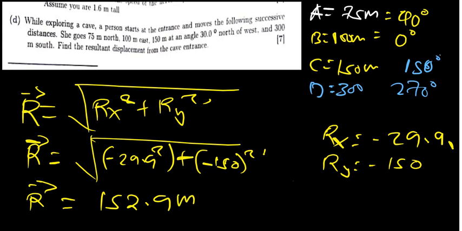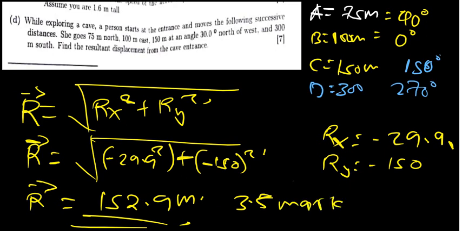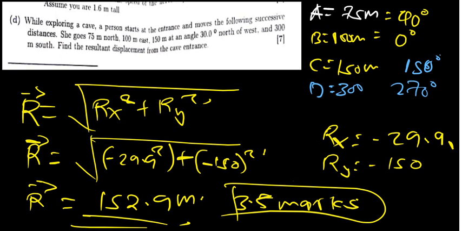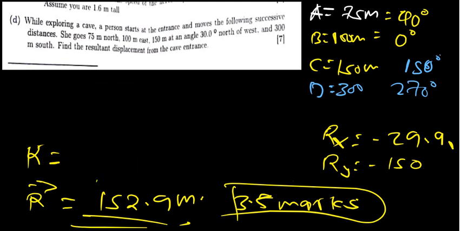What was the units for the oasis? We have meters. Out of 7, this is 3.5 marks. What you have done so far is 3.5 max. A vector can't stand alone without direction. The next thing you have to do is to find the direction. Before you find the direction, know where you are expecting to see this angle. Is it going to be in the first quadrant, second, third, fourth? Check the signs. Rx is negative, Ry is negative. Where do we expect to find the angle? Third quadrant. Third quadrant.